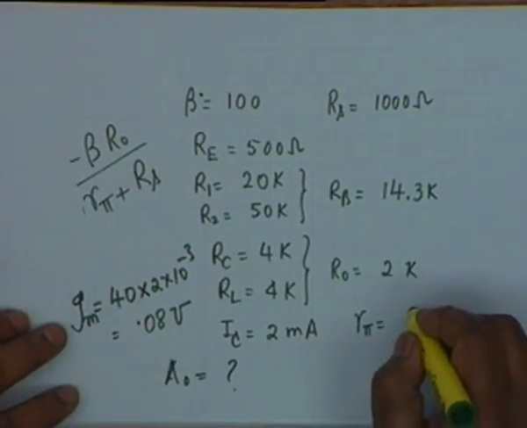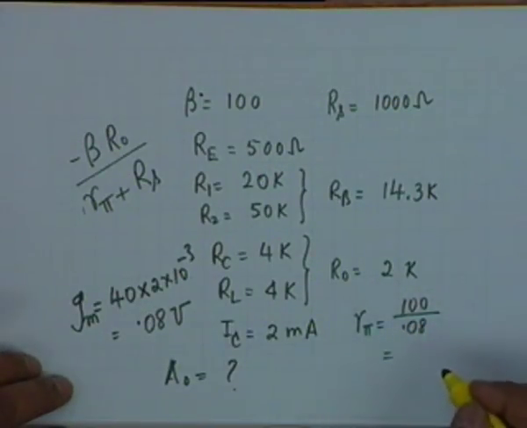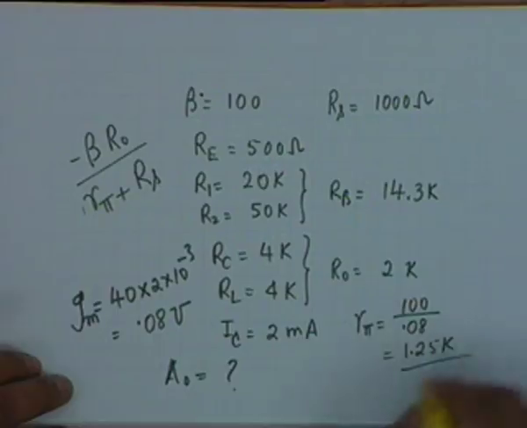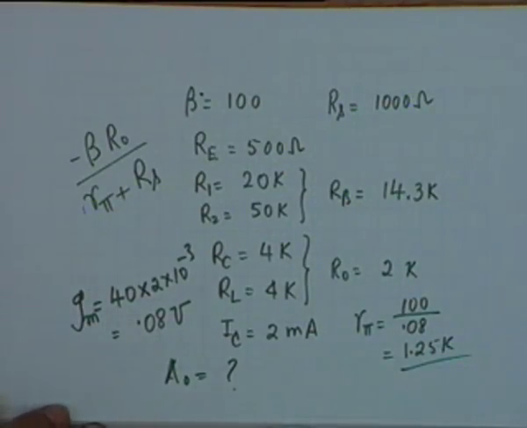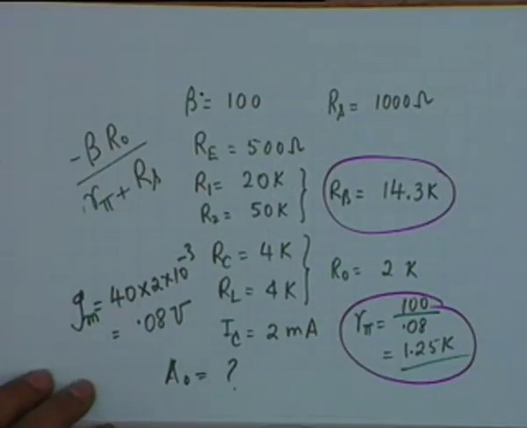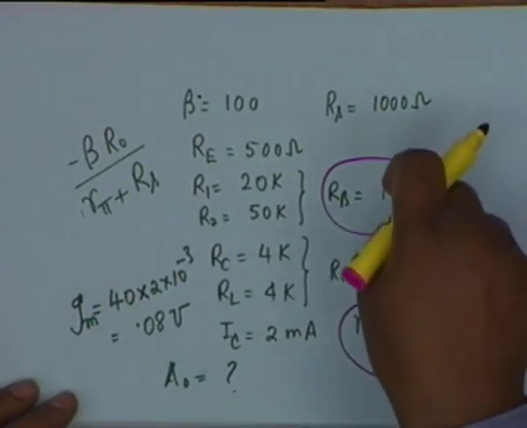Is that okay? And therefore what is R pi then? Beta divided by Gm, therefore 100 divided by 0.08. Have I made a mistake? So how much is this? 1.25K. All right. That's correct, 1.25K. And you notice that indeed 1.25K R pi is small compared to RB, which is 14.3K. One order of magnitude difference is good enough for much greater than. So we can indeed ignore this.